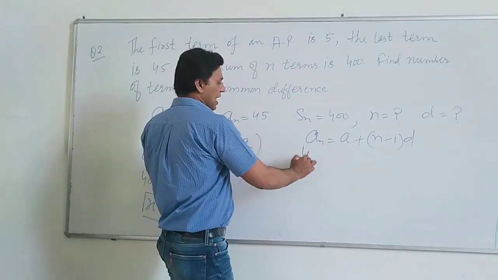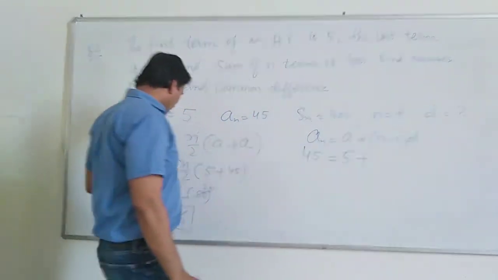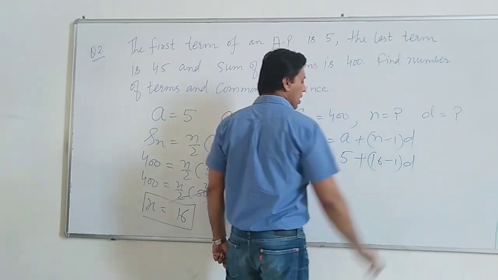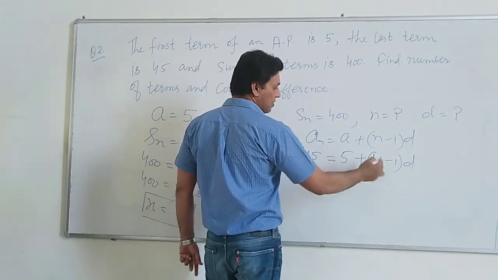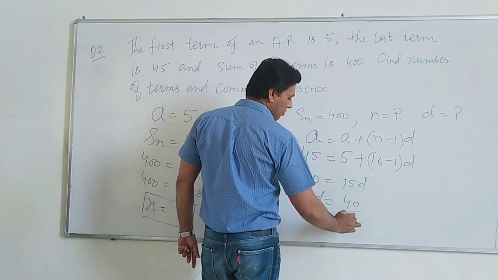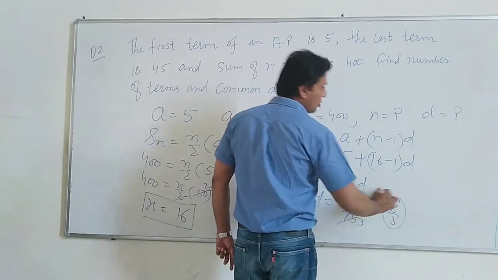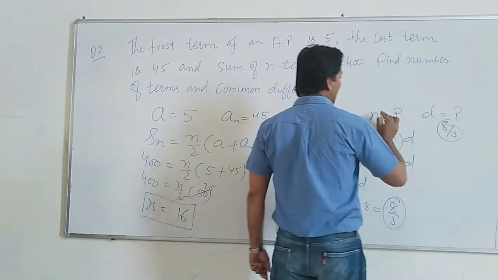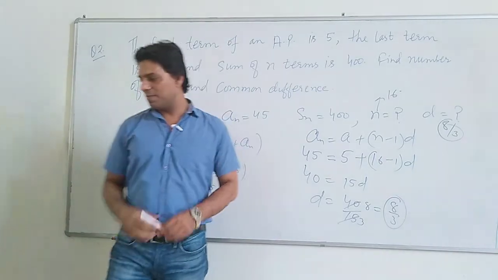So an we have 45 and a we have 5. Then n we have just calculated, 16. So 16 minus 1, and d we now have to calculate. 45 minus 5 is 40, and here we have 16 minus 1, 15d, so d is equal to 40 upon 15. So it means d is equal to 8 upon 3. So this way we have calculated d, 8 upon 3, and n we have calculated, 16. Our question is done.